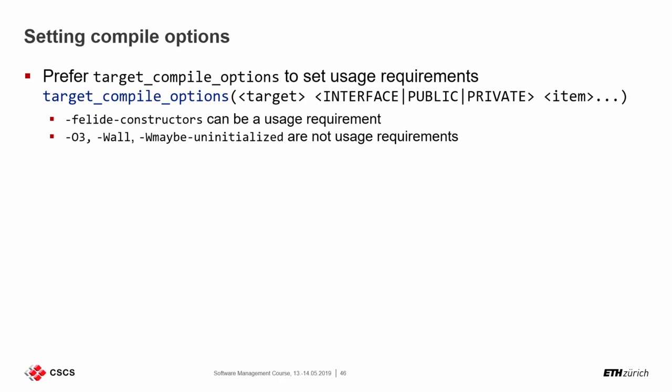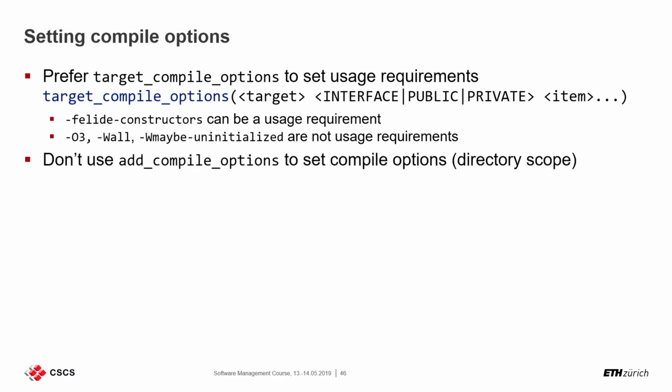What is a usage requirement is something that you really need to use. So -felide-constructors is something that changes the behavior of the compiler, so you need it there. Also, -O3 is not a usage requirement. This is something that you can set with the build type. So really only make usage requirements for things that are really needed.